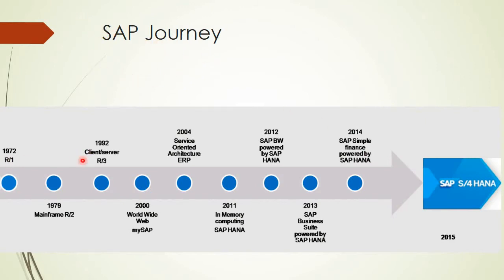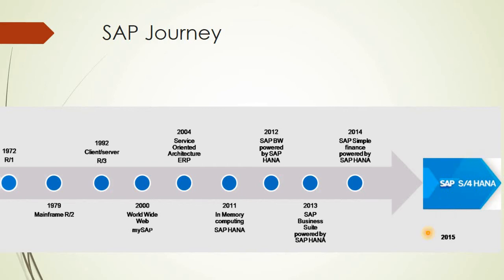So let's go with the SAP journey. So first, SAP was created in 1972, then mainframe came in 1979, then R3 came in 1992, then in 2000 World Wide Web, MySAP, then some services came in 2004, then in-memory computing S4 HANA was introduced in 2011, then BW powered by SAP HANA in 2013, Business Suite, and in 2014 Simple Finance, and now S4 HANA.